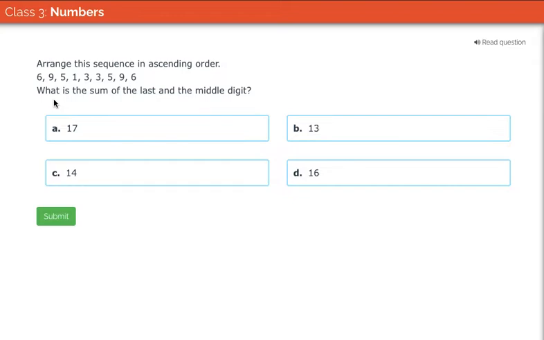And the next one looks like 3, and then the other 3. Then the 5 and the 5, and then the 6 and the 6, and then the 9 and the 9. So it looks like 1, 3, 3, 5, 5, 6, 6, 9, 9.